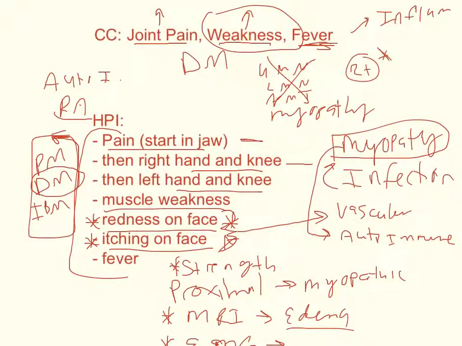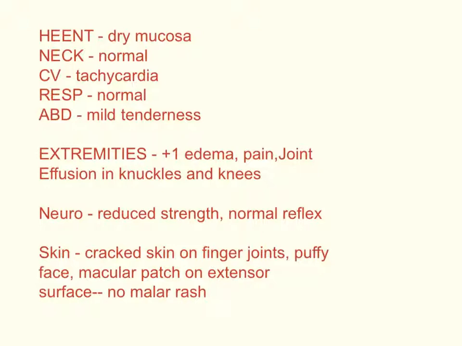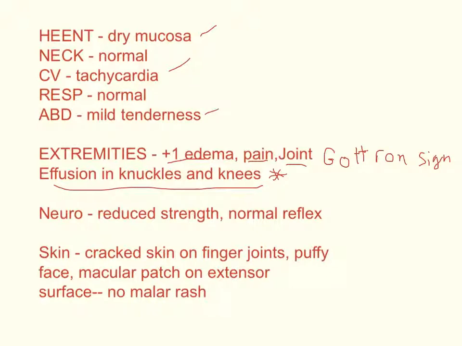list. Now, in the physical exam, what we found was she has a dry mucosa, which is very nonspecific, tachycardia, very nonspecific, mild tenderness in the abdomen. Now, in the extremities, we find some edema, pain, joint effusion in the knuckles and knees. Now, this is another key thing. It's called Gottron's. So, Gottron sign is basically you have some type of rash-like thing on the knuckles of your hand.